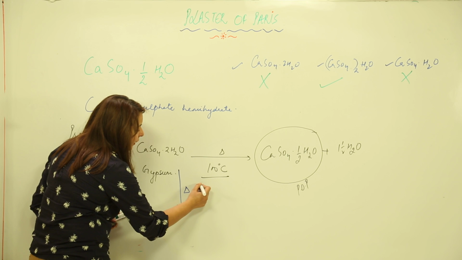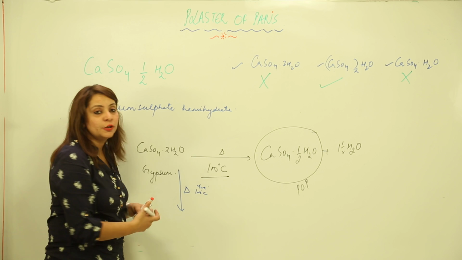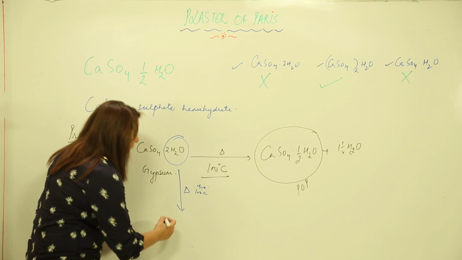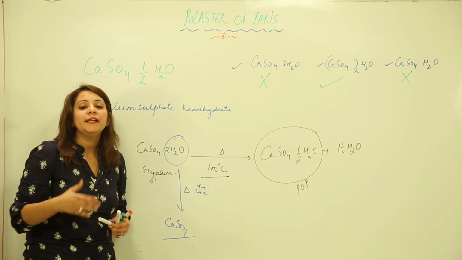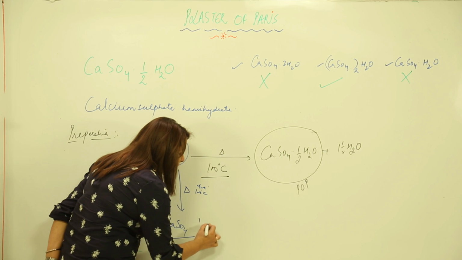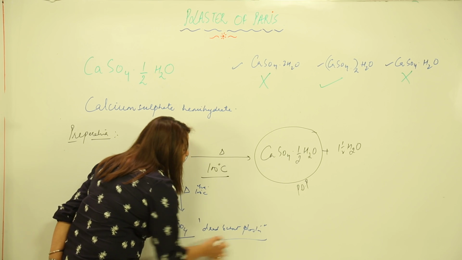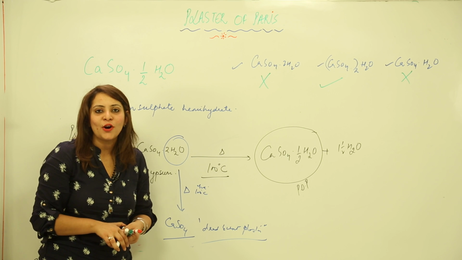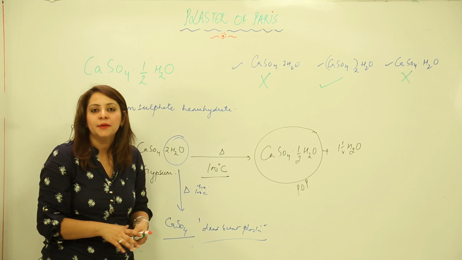I'll write temperature above 100 degrees, right? So what is going to happen when we increase the temperature above 100 degrees? All the water molecules are going to evaporate and we are left with anhydrous calcium sulfate. And you know what is the name for this thing, anhydrous calcium sulfate? It is often called dead burnt plaster. So we won't be getting the compound we want, that is the POP. We'll be getting a black colored mass that is called dead burnt plaster.